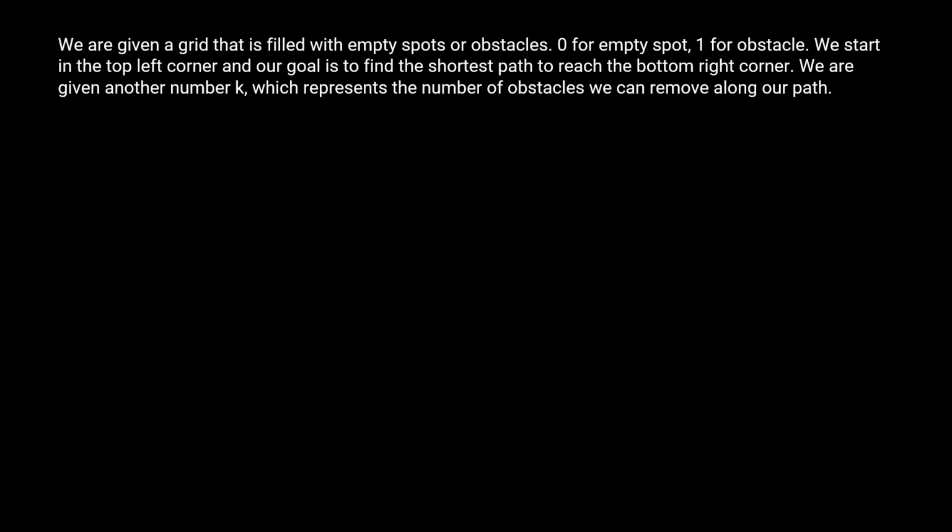We're also given a number k, which is the number of obstacles we can remove along a path. If a path doesn't exist, we return -1, otherwise we return the length of the shortest path. Let's look at a few examples to get a better idea of the problem.